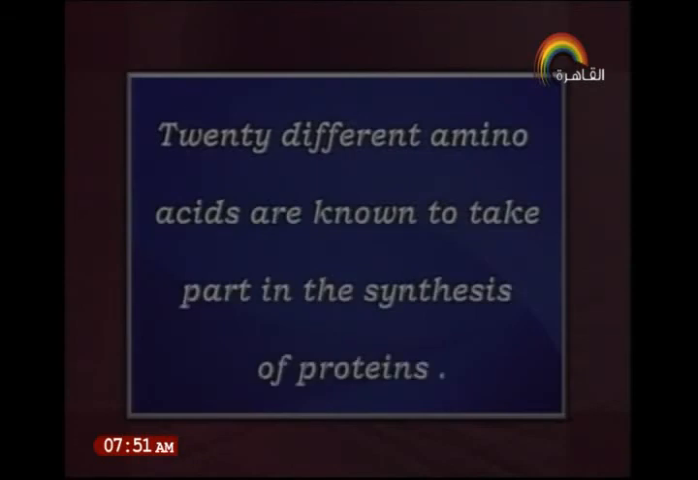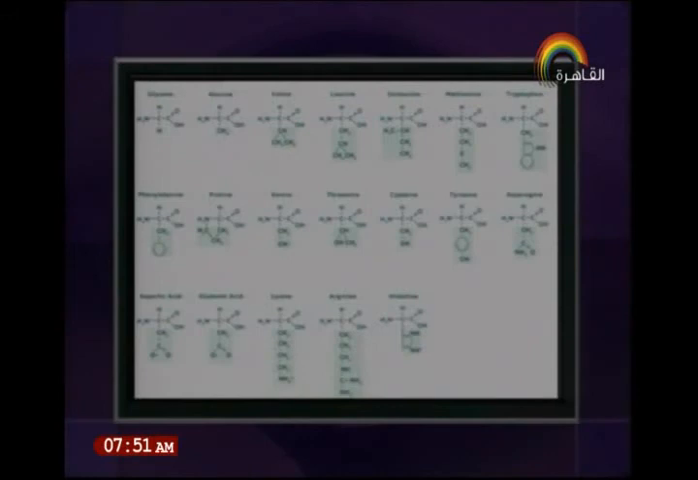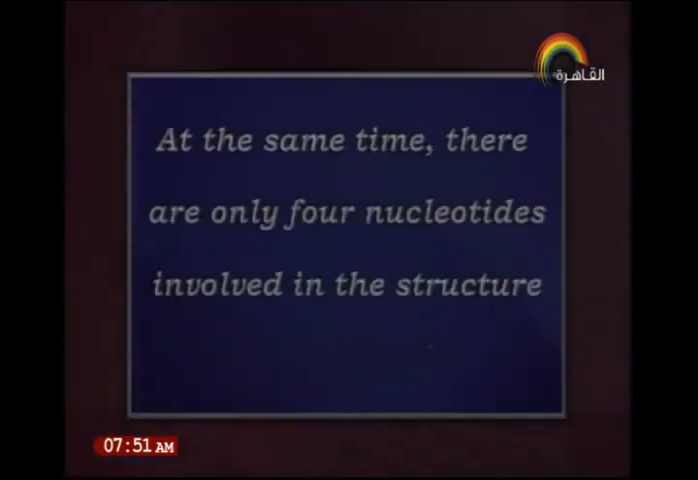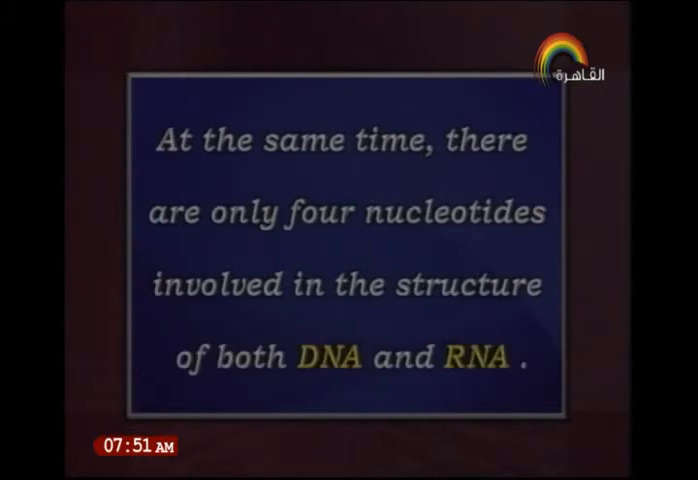We said before that 20 different amino acids are known to take part in the synthesis of protein. These are the 20 amino acids that help in the synthesis of protein. But at the same time, there are only 4 nucleotides involved in the structure of both DNA and RNA.